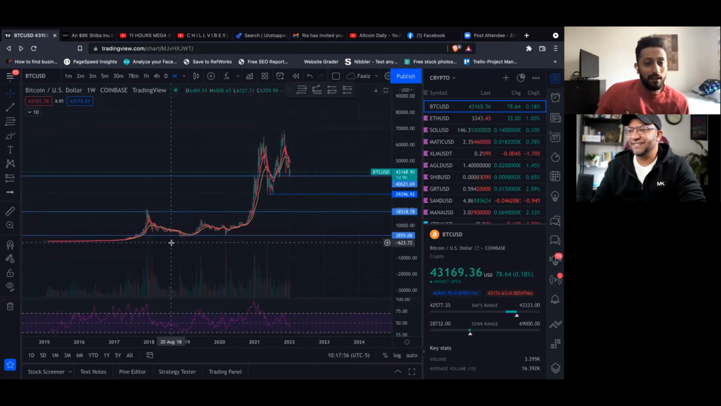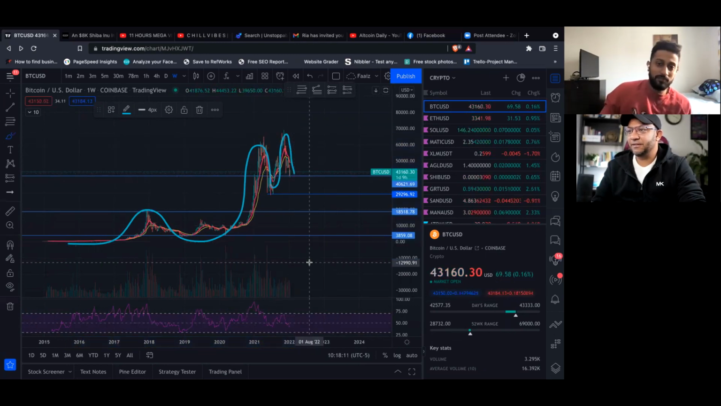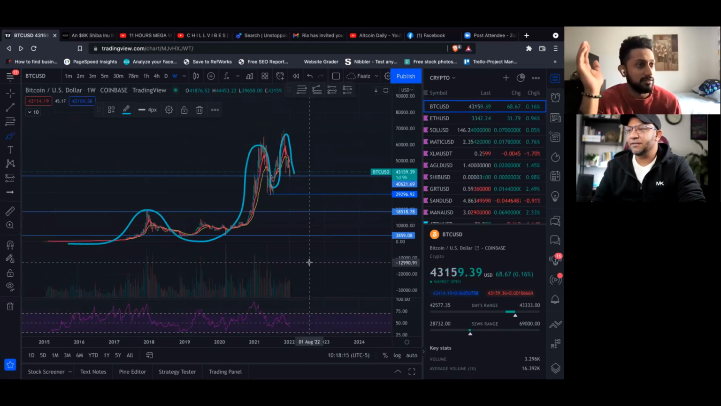So on Bitcoin, we can see we just did higher highs and higher lows. So let's see. We got our high, we got our low, then we made a huge high, got our low, then we made a new high. Now we're on the low. So what can we tell from this? We can tell so far it's in an uptrend, right?